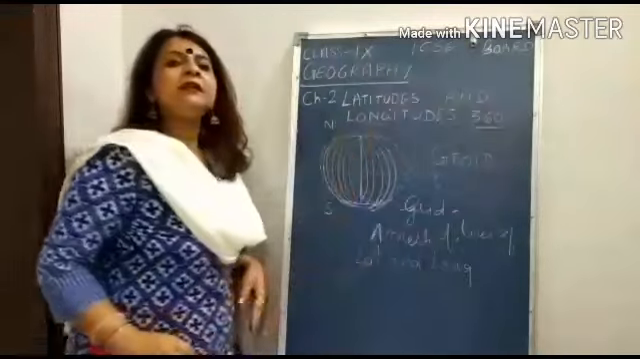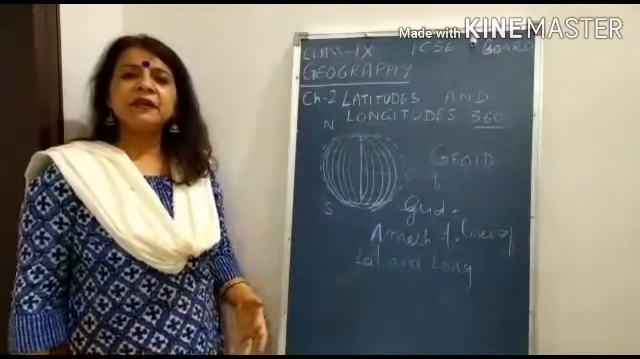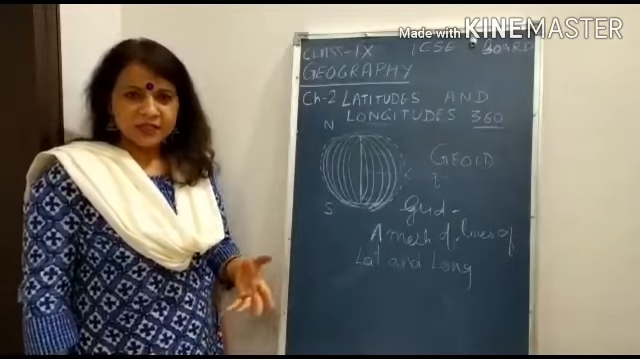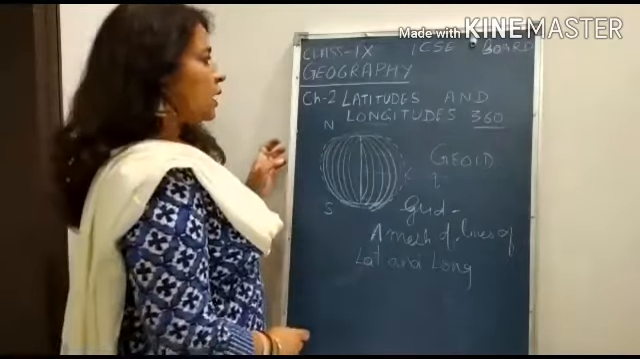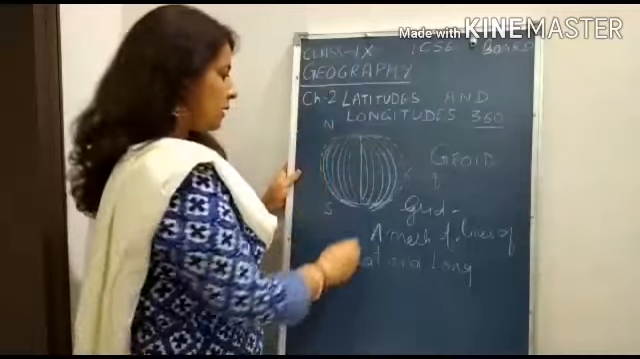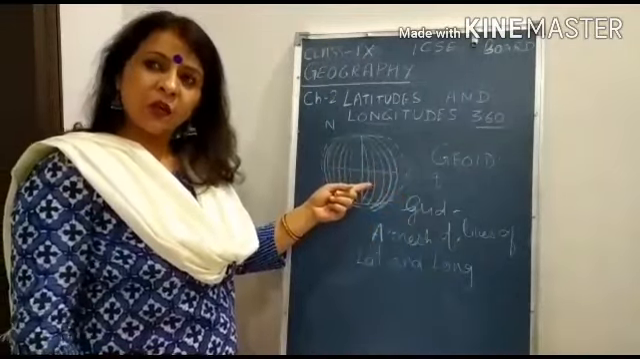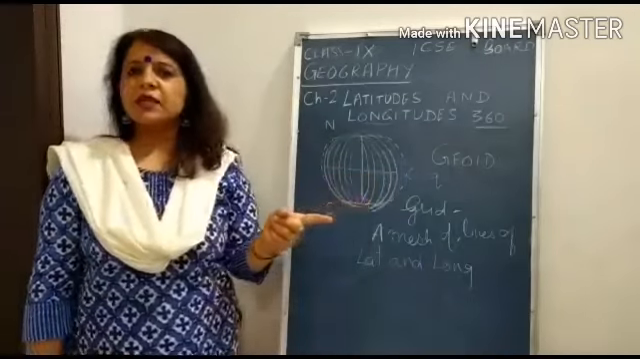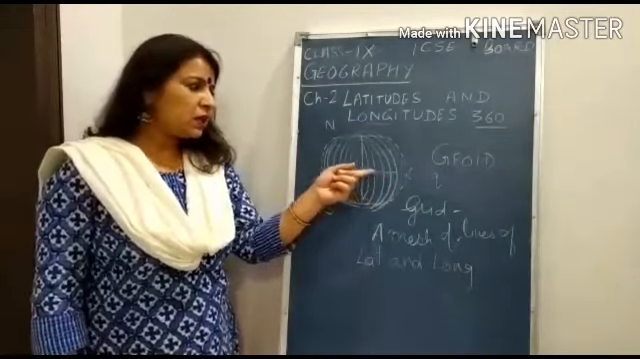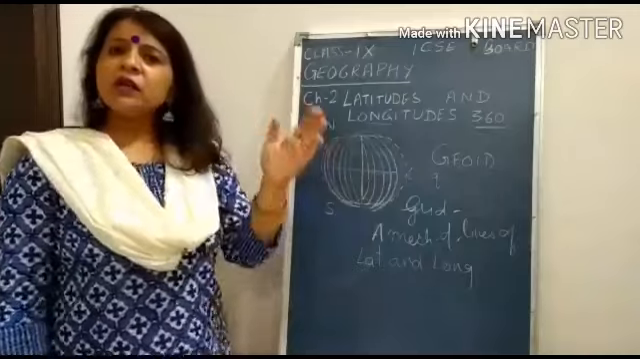360, as a circle comprises 360 degrees. Clear? And latitudes. The first latitude is 0 degree equator, and it is called a great circle. Why is it called a great circle?